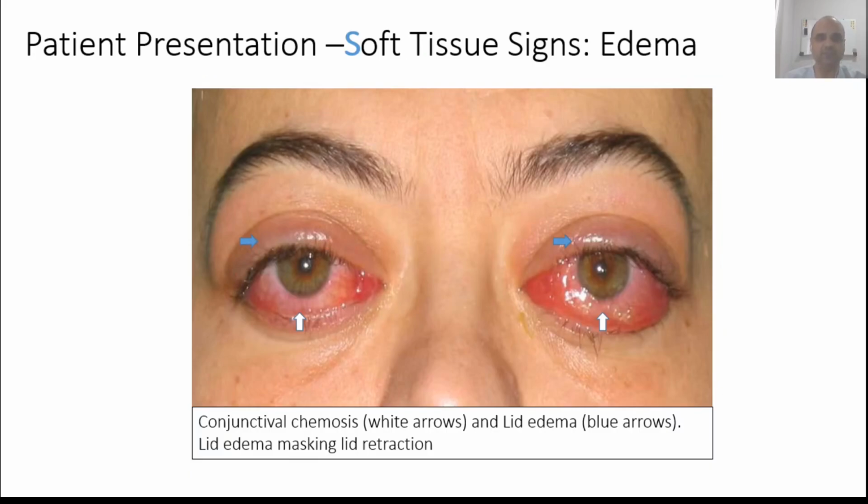the retraction is now masked because the lids have become heavy and edematous. They don't appear retracted because they are edematous and heavy, and they have sort of returned to normal position. This can also be said to be slightly ptotic at this point in time, the right lid. But let's just say that they are not retracted.